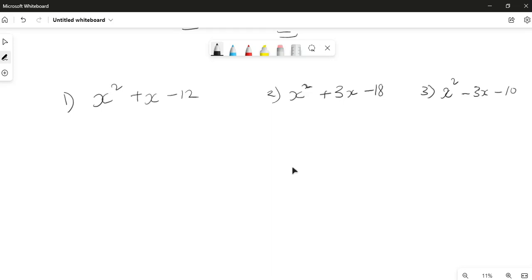All right, so we're solving quadratic equations using the factorization method. All right, we have the first one here. It's x squared plus x minus 12 equals 0.